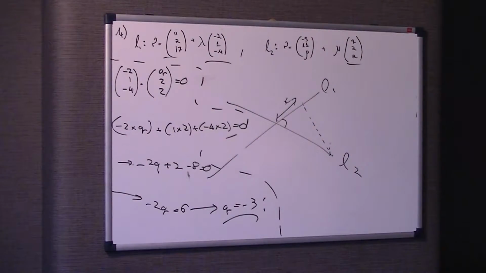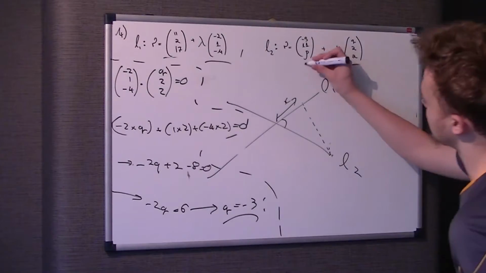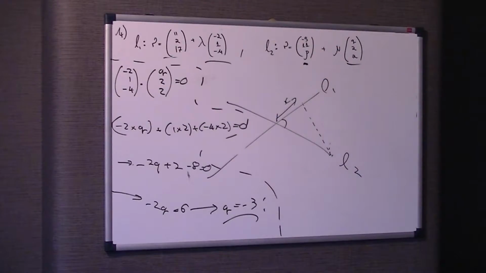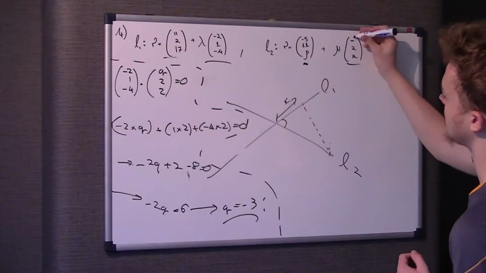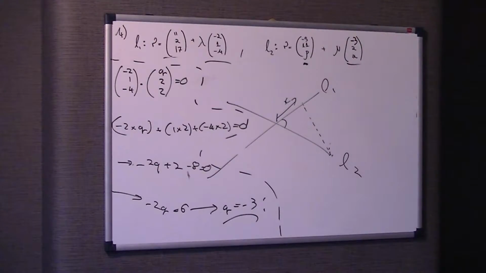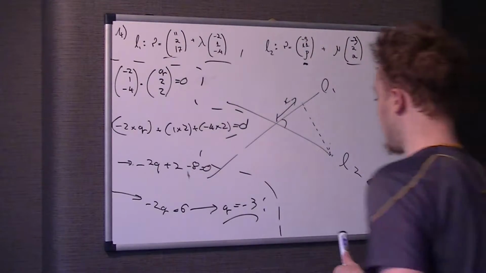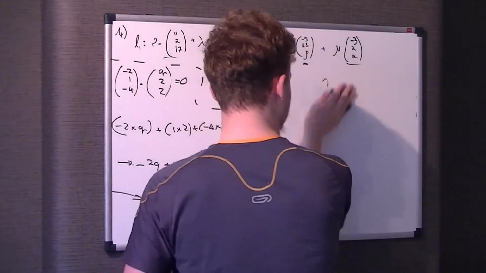So a very, very simple start to this question. But part B says, given that L1 and L2 intersect, find the value of p. In other words, find this number here. Now the first thing I would do is write in what q is. So just rewrite the line and put q to be -3. Okay, so what do we know about lines intersecting?